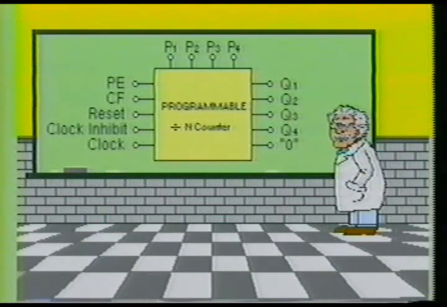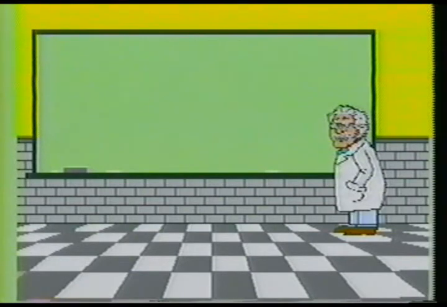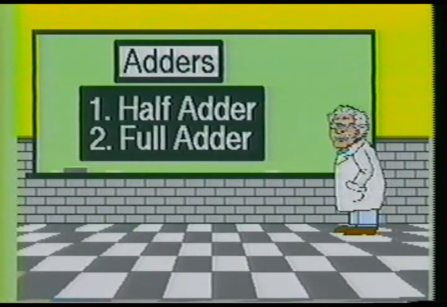The programmable counter, on the other hand, is capable of being programmed so it can count to any number from 0 to its maximum modulus. You have also seen how two different types of adder circuits work, the half adder and the full adder. The basic adder stage will accept two inputs and generate two outputs. The two outputs are the sum and the carry-out.